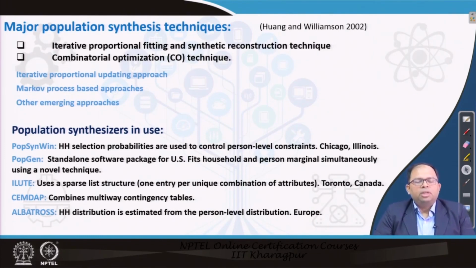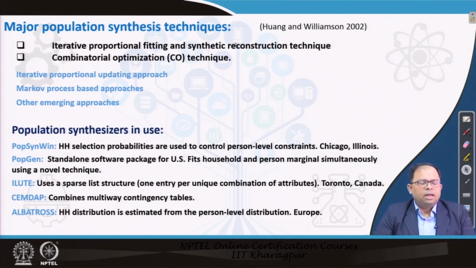So some of the major population synthesis techniques are iterative proportional fitting and synthetic reconstruction technique, which we call IPFSR, and there is also the combinatorial optimization technique, which is the CO technique. In addition to that there are several other techniques like the iterative proportional updating approach, Markov process based approaches, and a lot of other emerging approaches, but in this lecture we will focus on the first two techniques, iterative proportional fitting and combinatorial optimization.